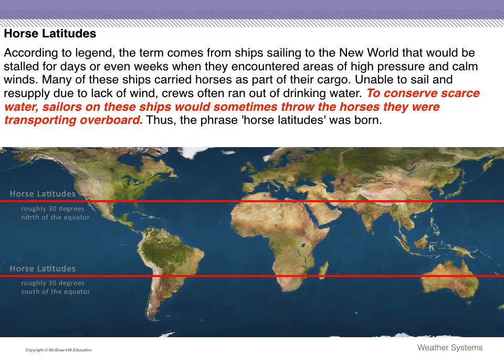Many of these ships also carried horses as part of their cargo. Unable to sail and resupply due to lack of wind, crews often ran out of drinking water. To conserve the water, the sailors of these ships would sometimes throw the horses they were transporting overboard. Thus, the phrase horse latitudes was born.